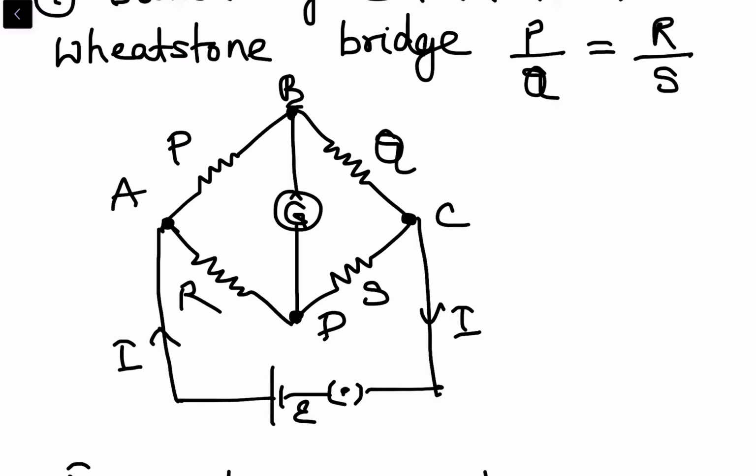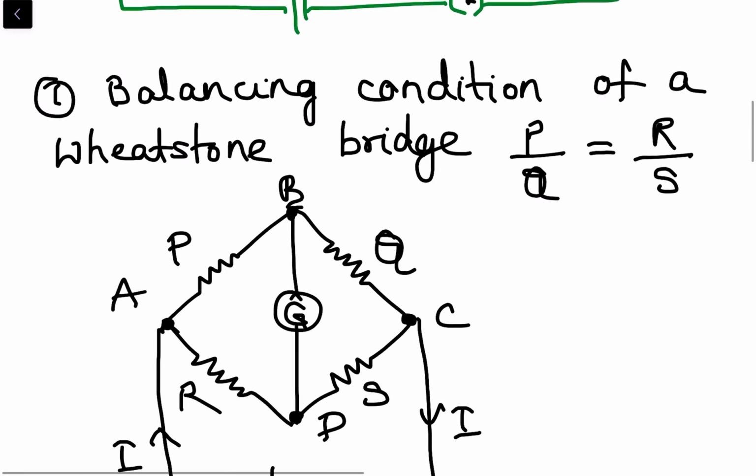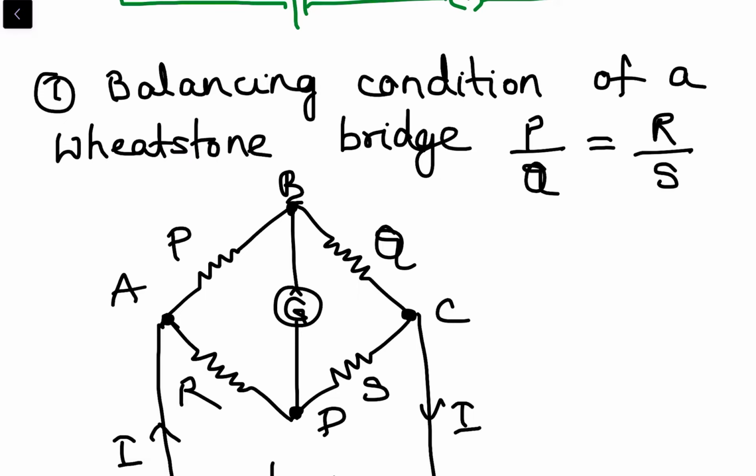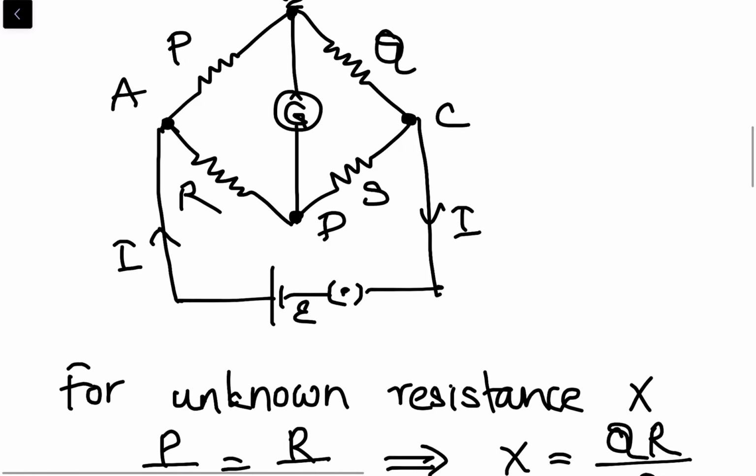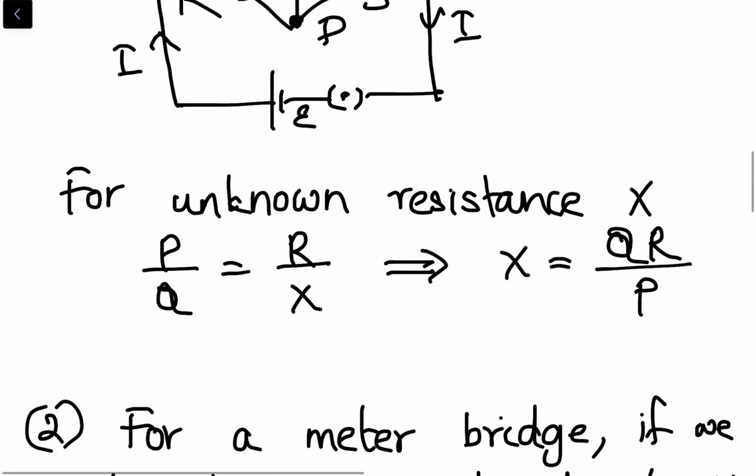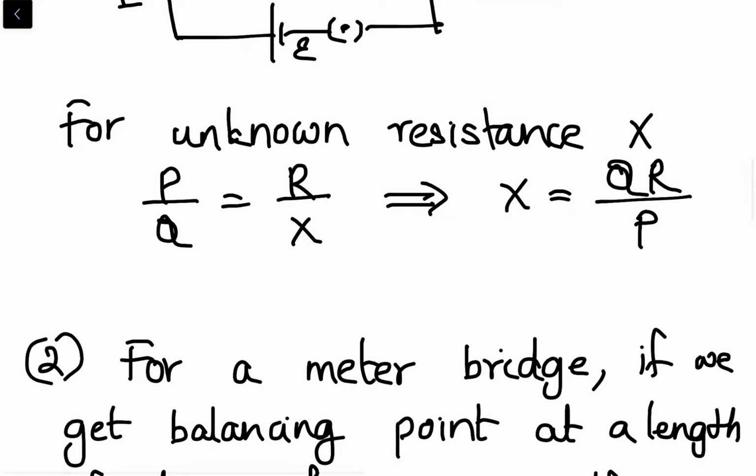And here is the Wheatstone bridge. It has 4 arms. In the 4 arms we have 4 resistances P, Q, R, S. When the bridge is balanced, the balancing condition of the bridge is P by Q is equal to R by S. Suppose one resistance is unknown, P by Q is equal to R by X, where X is equal to QR by P. This one formula is enough to do the problems of Wheatstone bridge.